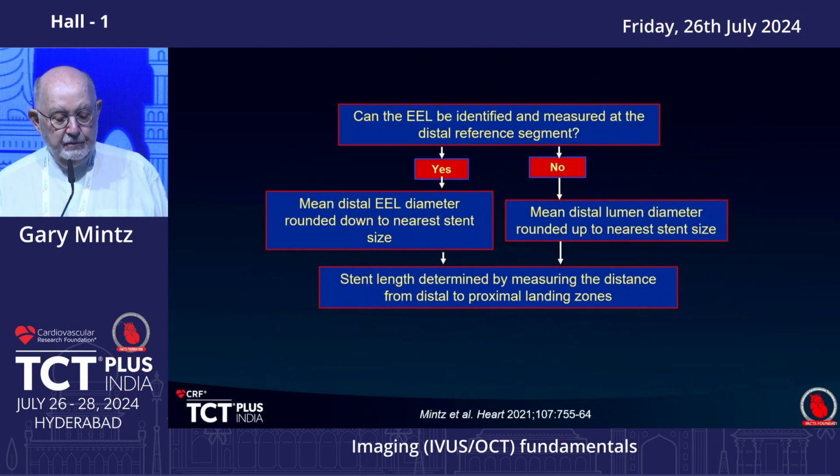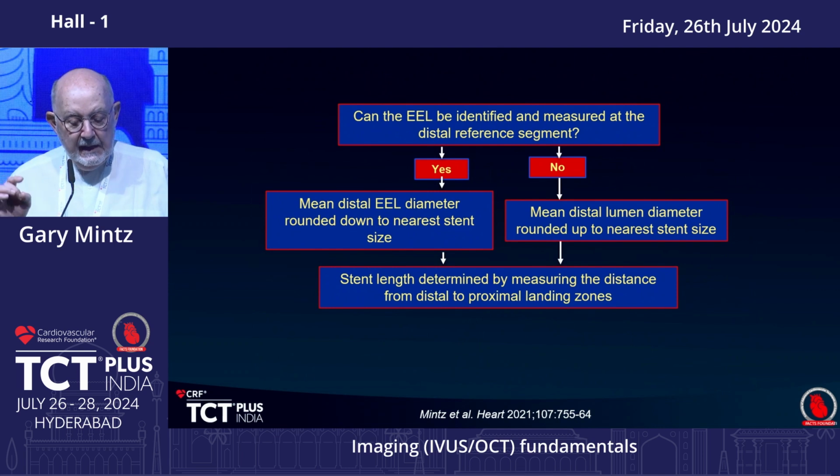So the next question becomes, can the EEL be identified and measured at the distal reference? If the answer is yes, you size to the EEL and then you downsize to the nearest stent. And if you can't see the EEL, you measure the distal reference lumen and you upsize. Those give you mid-wall stent sizing. And of course, we've already discussed length.